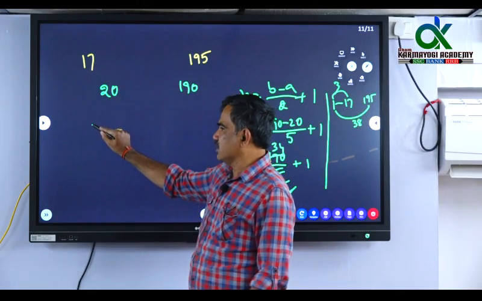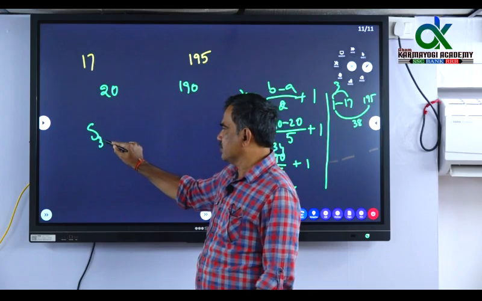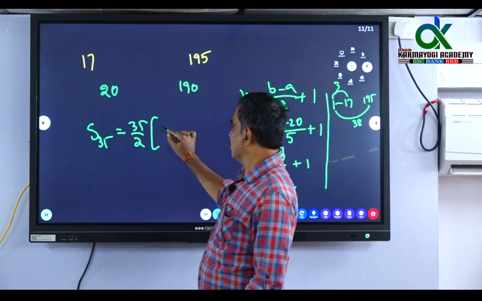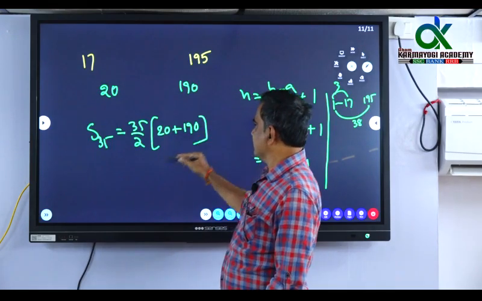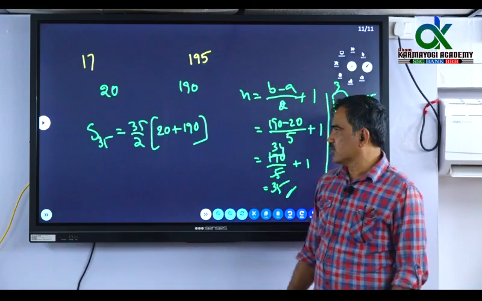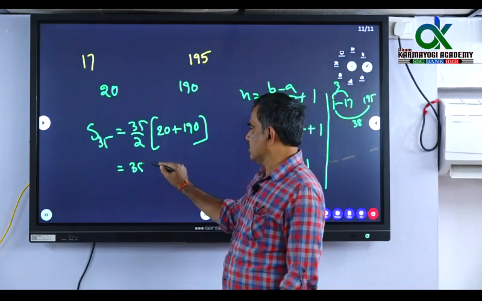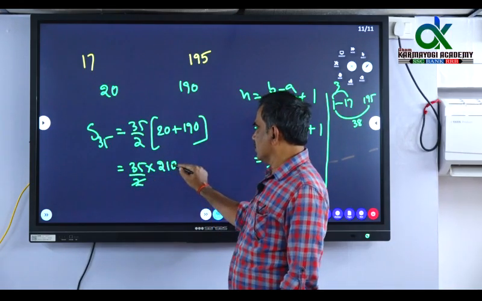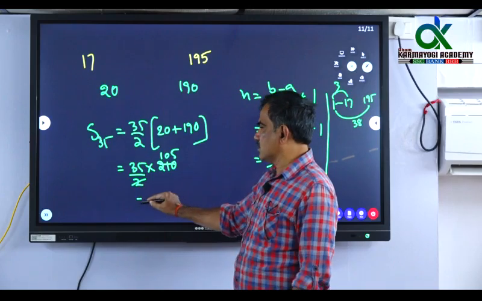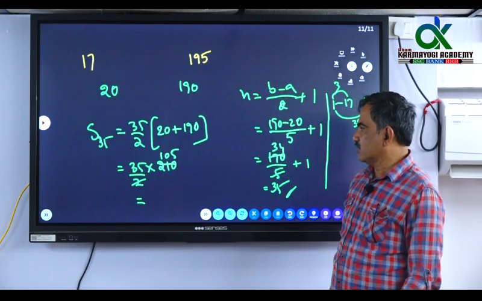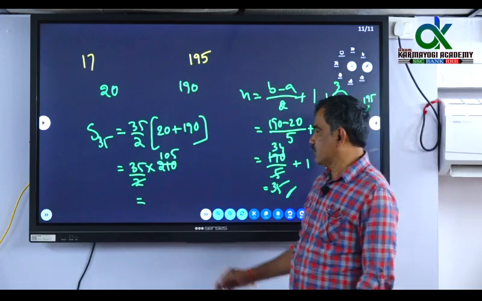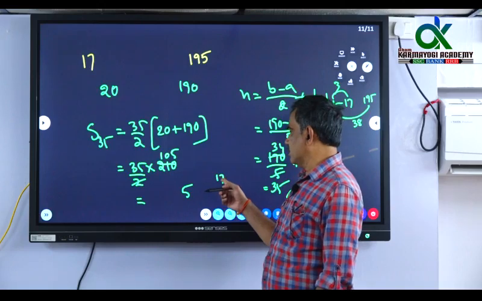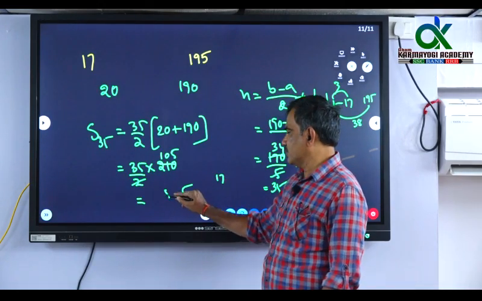So n is equal to 35. If n is equal to 35, what is the sum of 35 terms? n/2 into A plus L, 20 + 190. Okay, 210. So this is nothing but 35 into 210/2. 2 1s are 2, 105. That is the answer. What is 35 5s? 175. 35 1s are 35 plus 10, 45, 50, 52.